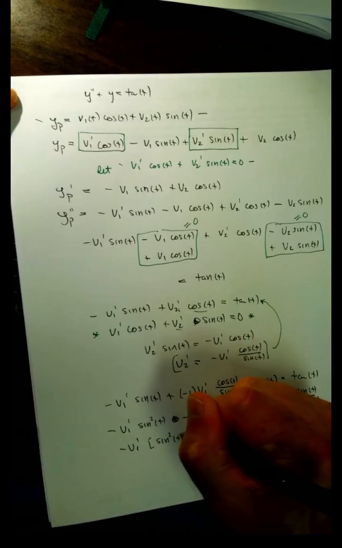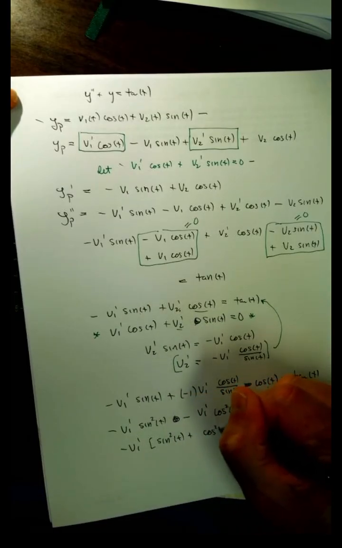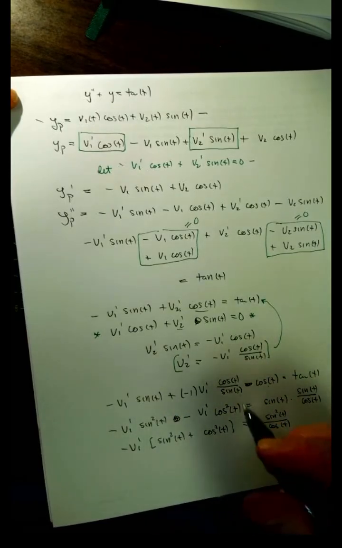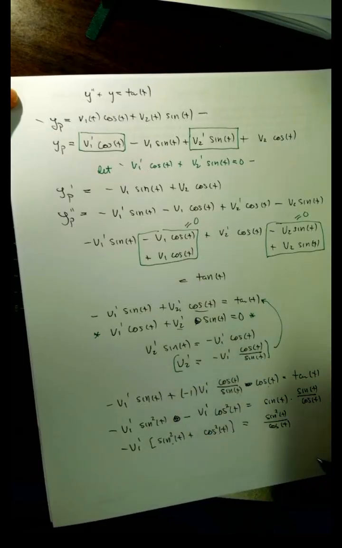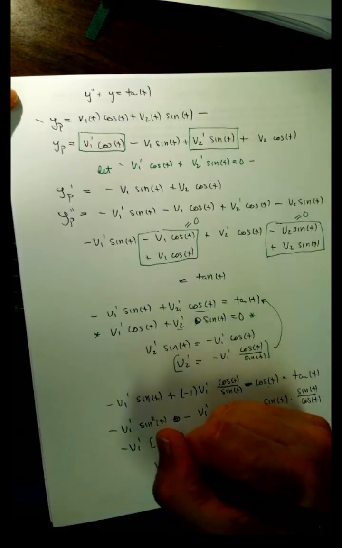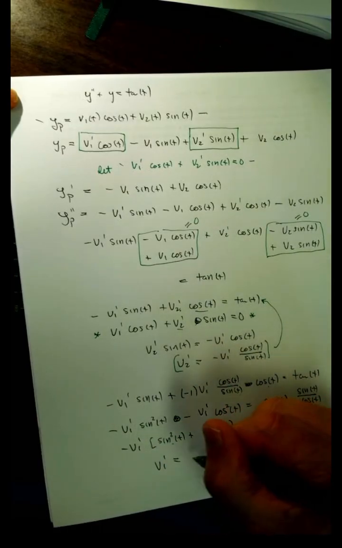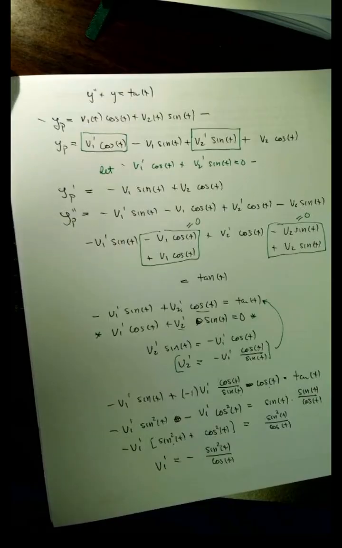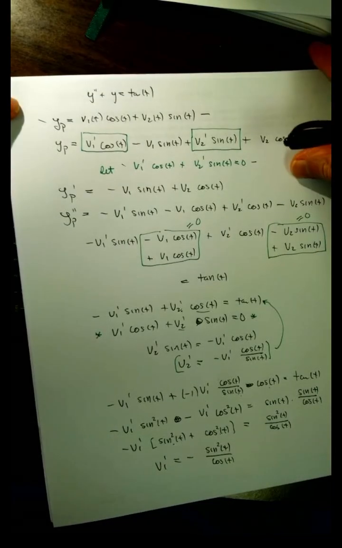Okay, so now I can factor out a v1 prime and a negative sign. I'm going to get sine squared plus cosine squared equals sine squared over cosine. Sine squared plus cosine squared is 1. Put the negative on the other side, I get v1 prime is minus sine squared over cosine. So I just got to do an integral now.